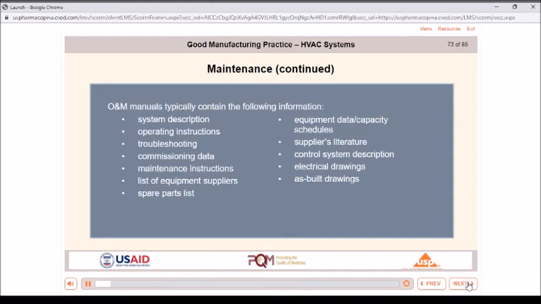Maintenance continued. O&M manuals typically contain the following information: system description, operating instructions, troubleshooting, commissioning data, maintenance instructions, list of equipment suppliers, spare parts list, equipment data capacity schedules, suppliers literature, control system description, electrical drawings, as-built drawings.